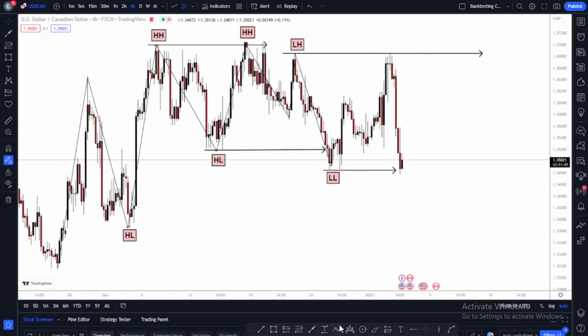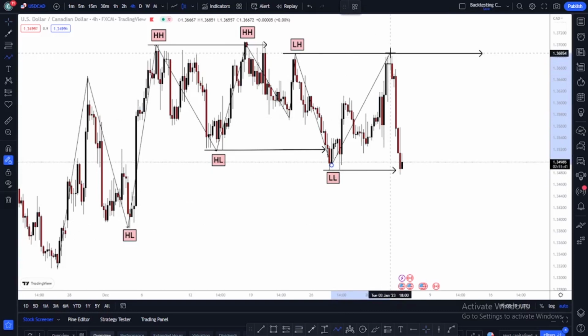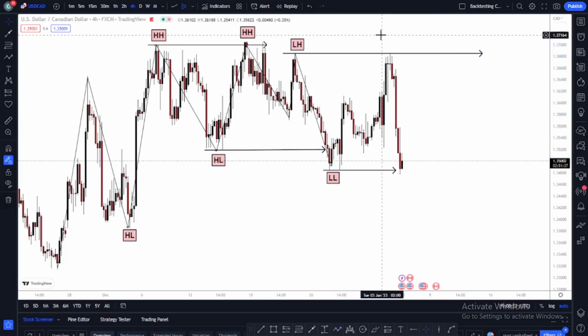After price has retraced back into our lower high, what do I do? I go down to my H1 time frame to look for my entries. So now let's go down to our lower time frame to look for our entries.